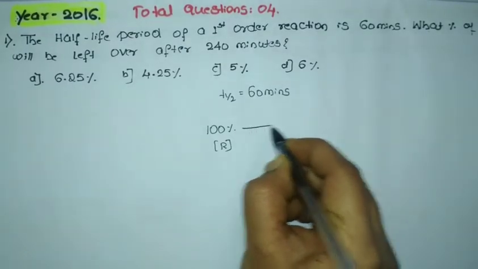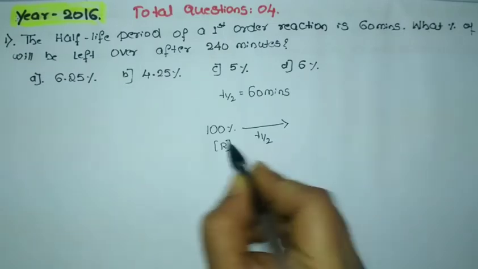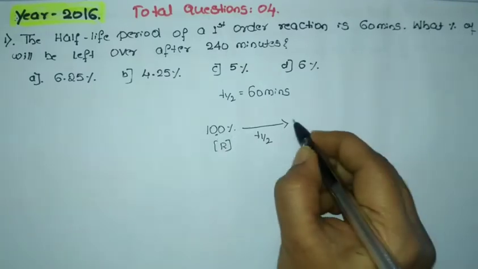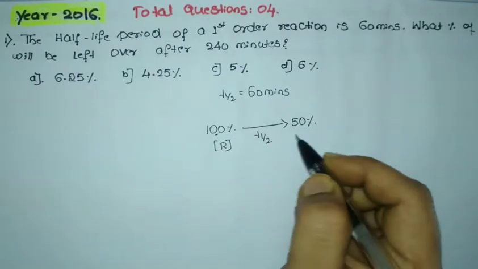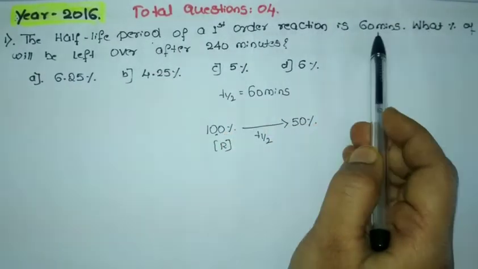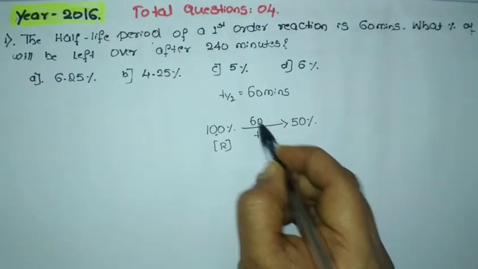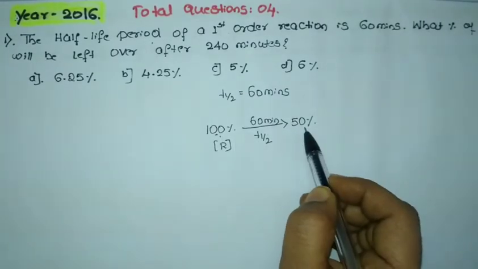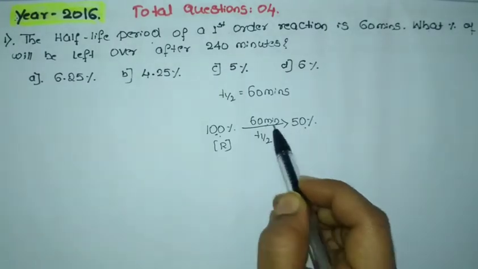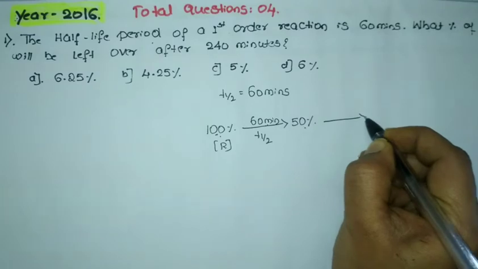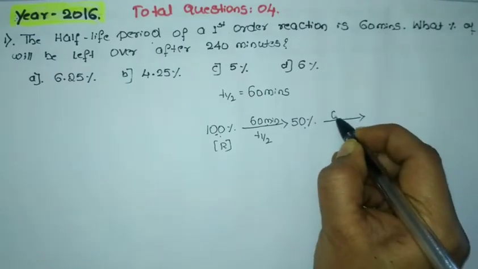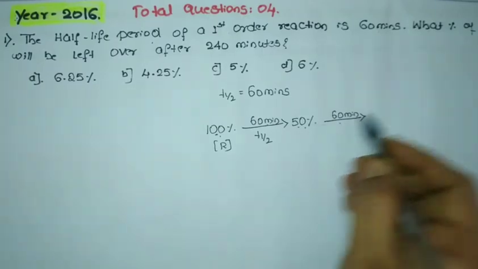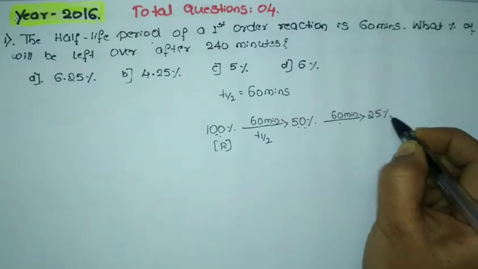We know what T half is. T half is the time in which the concentration reduces to exactly half of the initial concentration. So 100% or 100 gram will be reduced to 50%. The half-life period they have mentioned is 60 minutes. So to reduce from 100% to 50%, 60 minutes is required. Similarly, for another 60 minutes, 50 will reduce to exactly half, which is 25%.